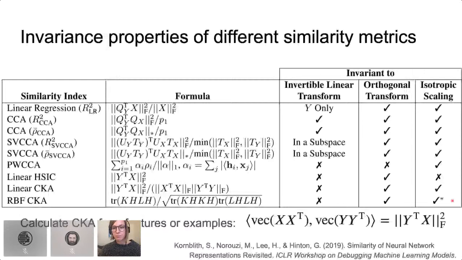But one of the take-home messages here should be that there is no obvious right answer to what it means quantitatively for two representations to be similar. Translating our qualitative notions of similarity into quantitative metrics involves thinking about what we want to be invariant to and what we want to be sensitive to.